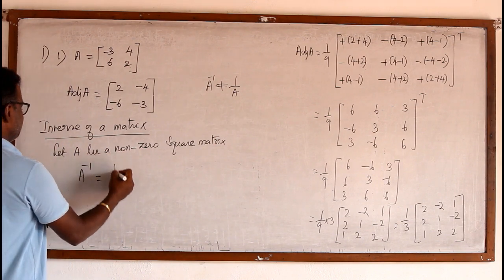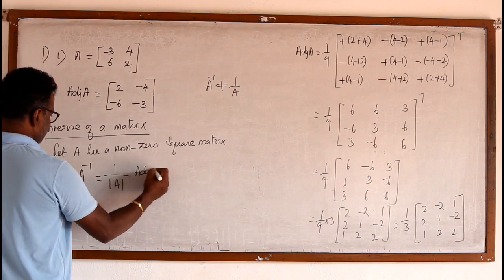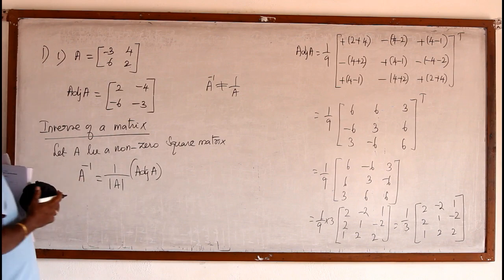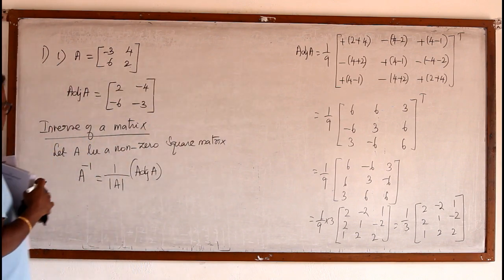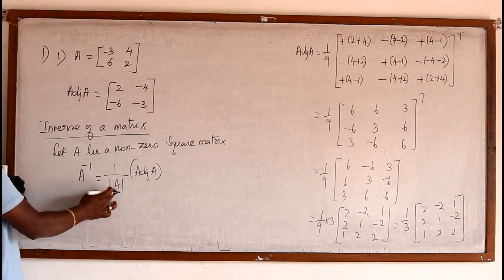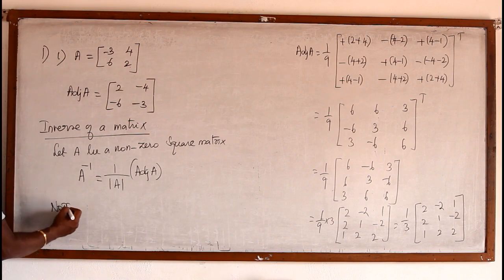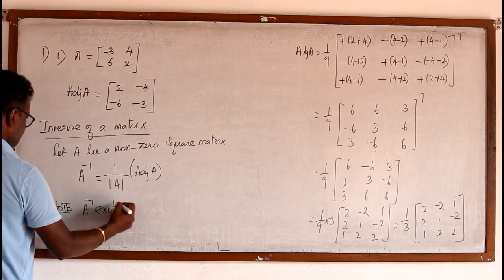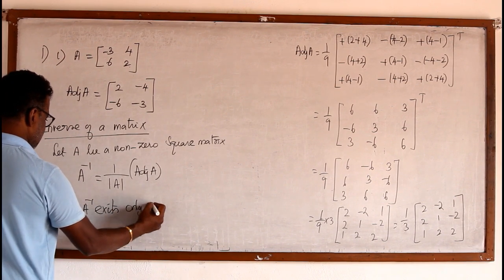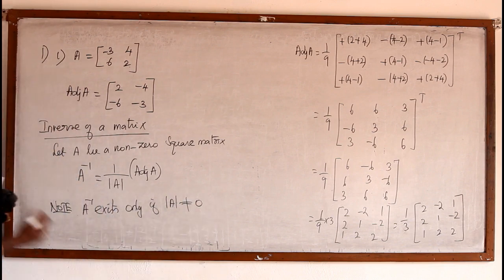A inverse is given by the formula 1 by determinant of A into adjoint of A. So, inverse exists only if the determinant exists. That is, if the determinant is 0, inverse does not exist. So, take that as a note: A inverse exists only if determinant of A is not equal to 0.